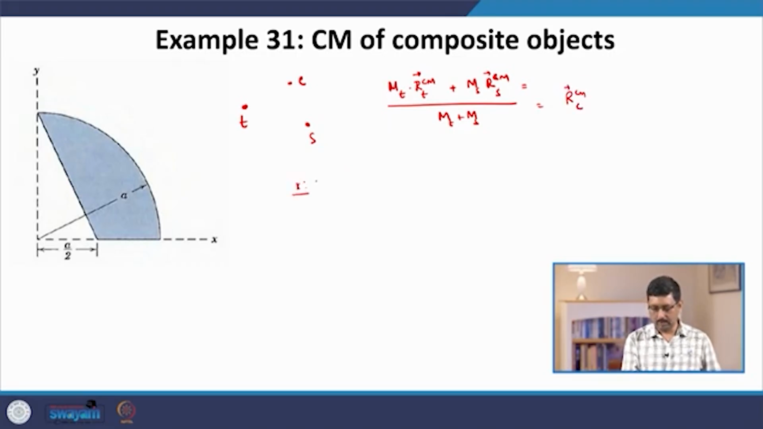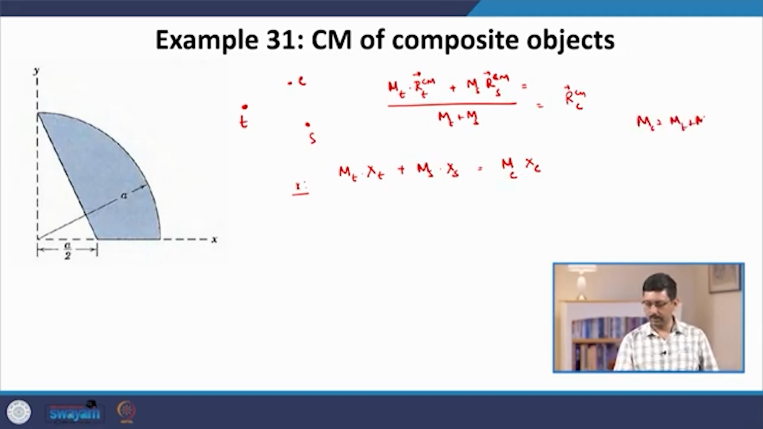Now, if I look at the x coordinate of this equation, we get mt times x triangle plus ms times xs is going to be mc times xc. So, mc is mt plus ms. Then our unknown is xs. So, xs is going to be mc times xc minus mt times xt, divided by ms.